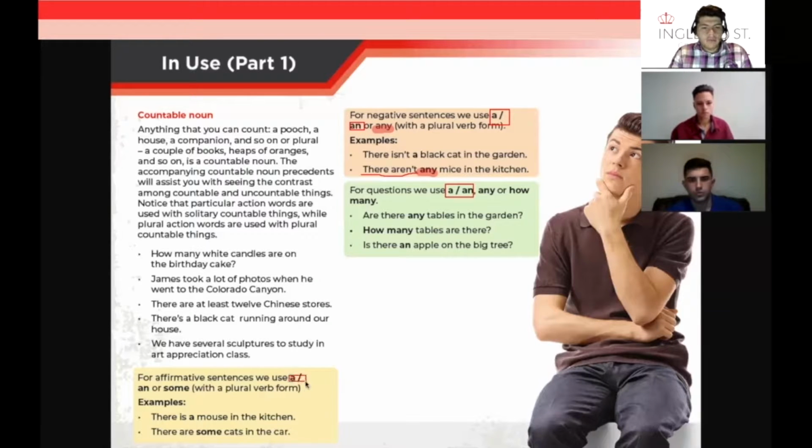Aquí lo podemos ver. Siempre utilizamos el a o an para hablar de singulares. In affirmative, in negative, and in interrogative. En el caso de affirmative, es común utilizar some para el plural y any para el negativo. En las preguntas también utilizamos any y también how many. Pero vamos a ver esto más a detalle en la siguiente slide.